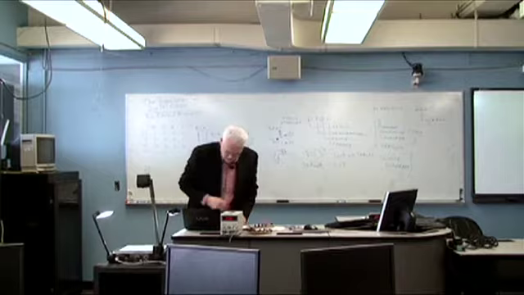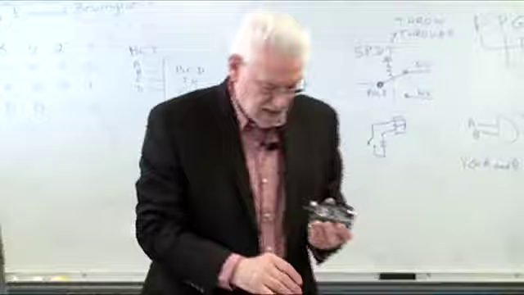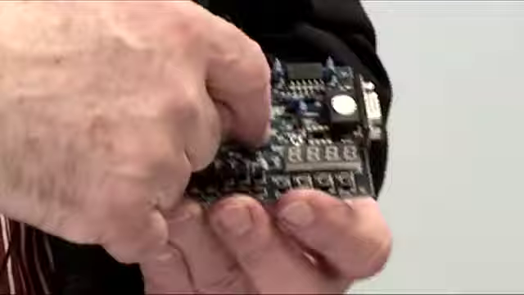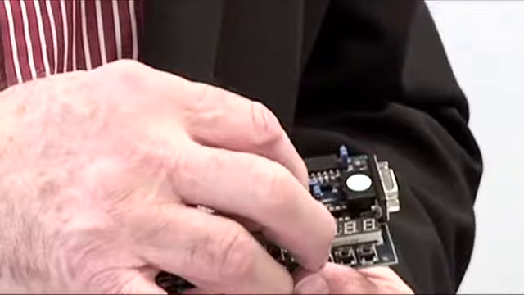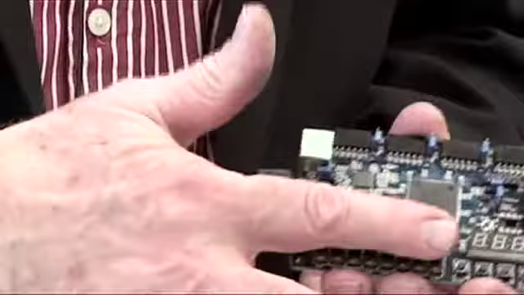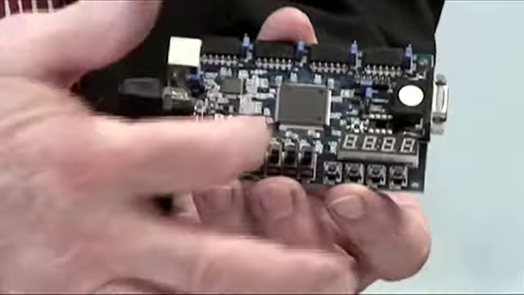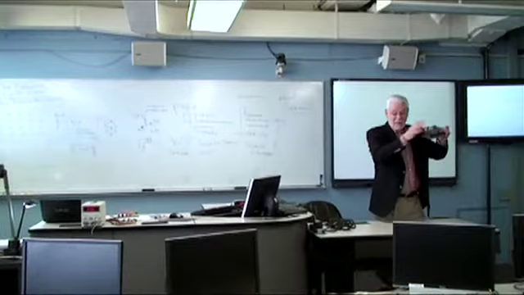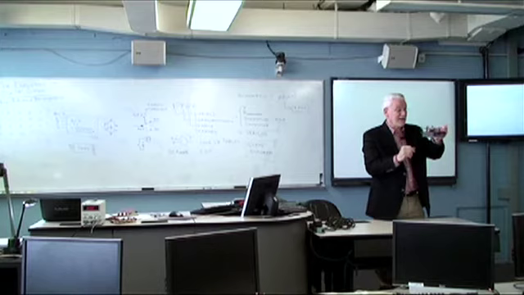Okay, this is a board that has the FPGA here. This is a 100,000 gate array. And you can see that it doesn't do anything, because the switches, the LEDs, and the 7-segment display are connected to this, but there's nothing there. So now what do I have to do here? Well, I have to program it.